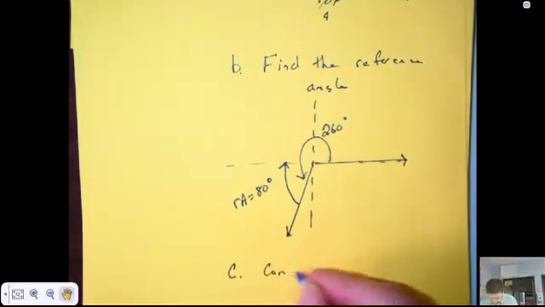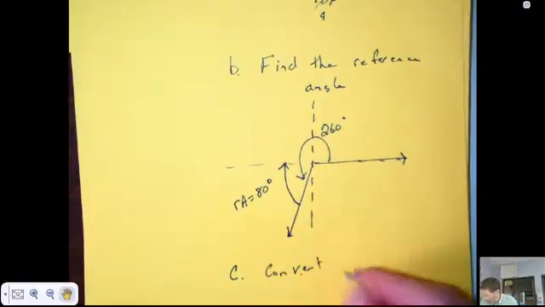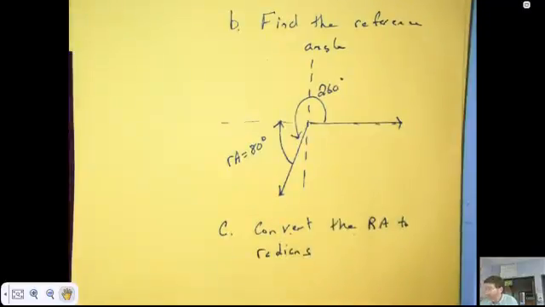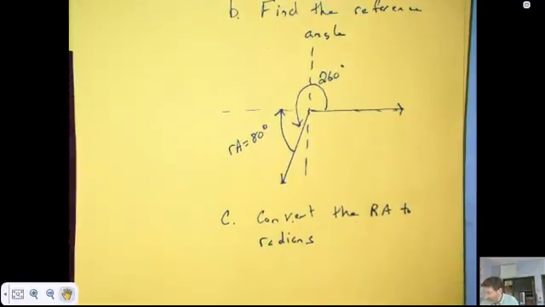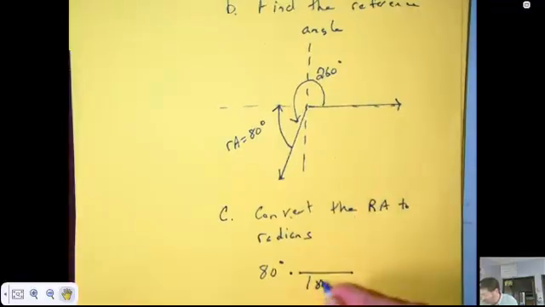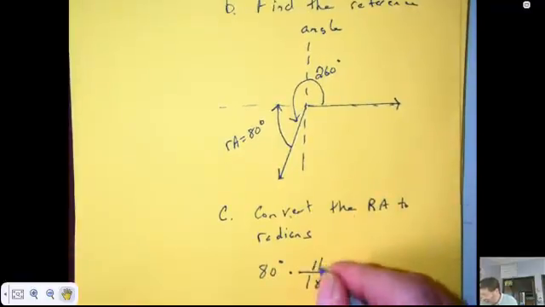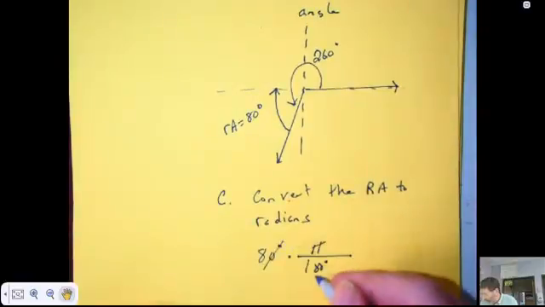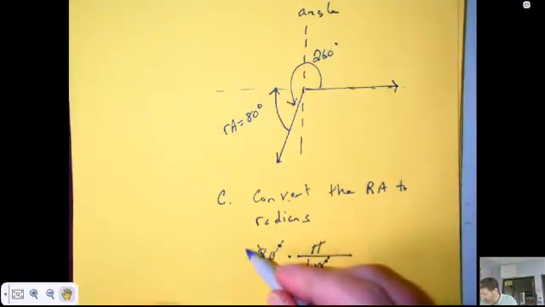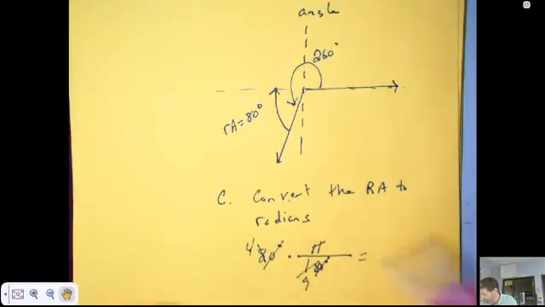C, I want to convert the reference angle to radians. Okay, so 80 degrees times what goes on the bottom goes on top. That cancels. What can go into 8 and 2? 2? So this would be 4 pi over 9. So that's going to be 4 pi over 9.